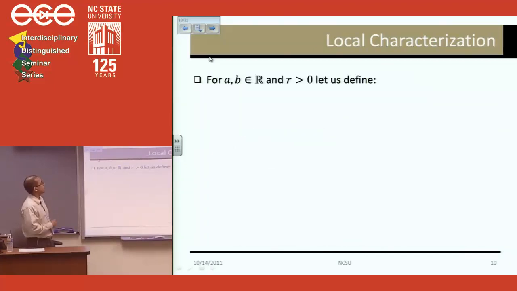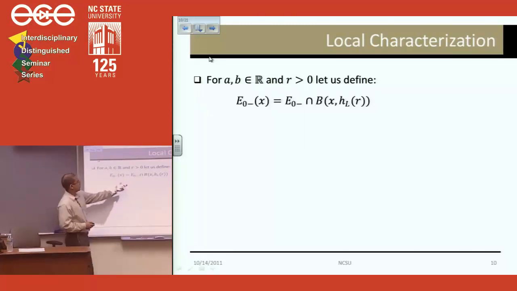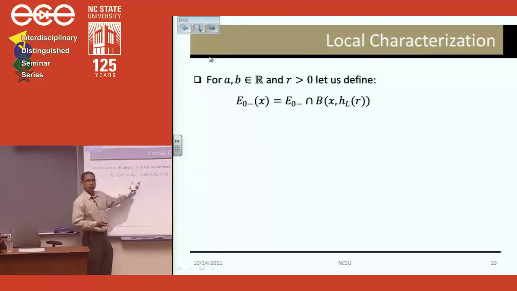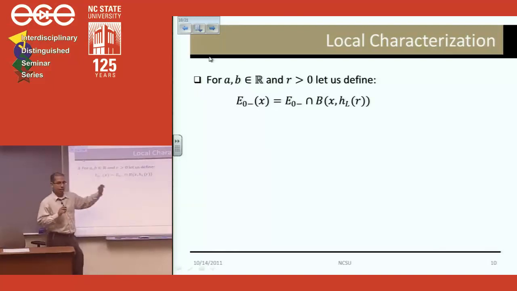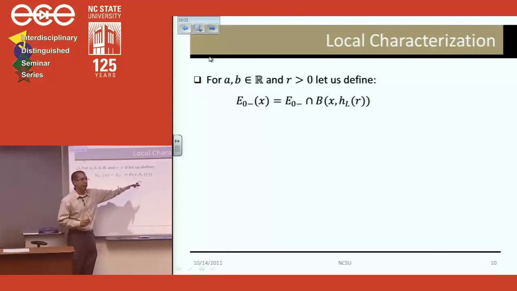OK, so in this particular case, we're now going to try to localize the same invariances that we used before. Instead of having just A, B, we're also going to add an R. That's going to be a radius for some particular ball that we're going to consider around some point. The idea is that we define the same thing that we had before, E0 minus, but now we intersect it with some particular ball centered at some point X, with a radius corresponding to h(r). I'm going to say why h(r) in a second.